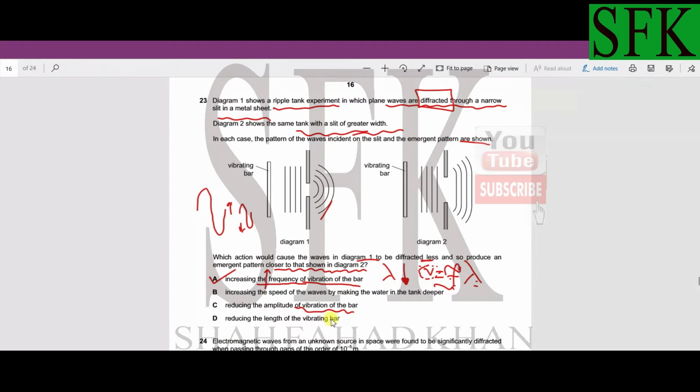And reducing the length of the vibrating bar, again it will still not have any effect on the wavelength of the wave. So neither of these, B, C or D, have any effect on the wavelength of the wave. Answer option A is correct, because an increase in frequency would decrease the wavelength of the wave, and if the wavelength decreases, it is equivalent to saying that the slit size has become greater relative to the wavelength of the wave. So that's why option A is correct.